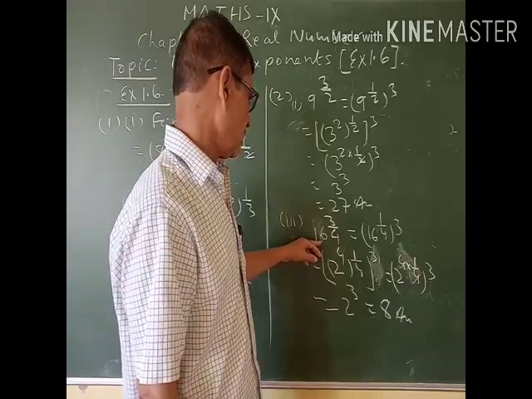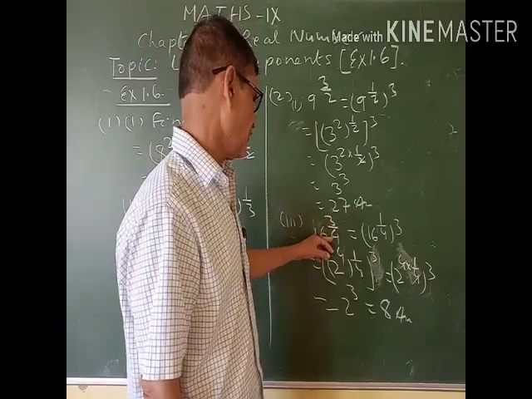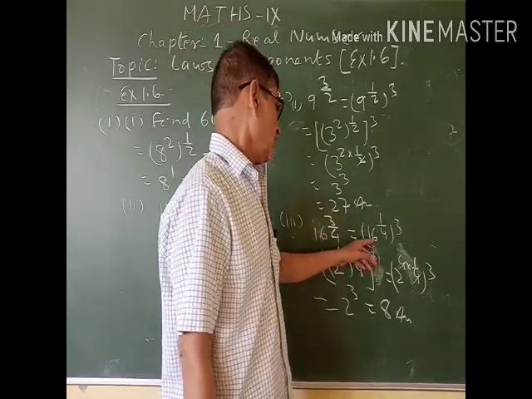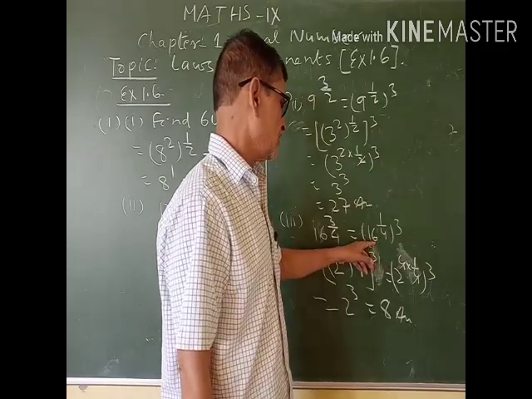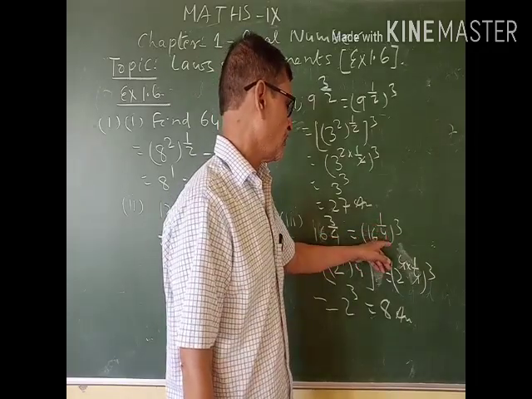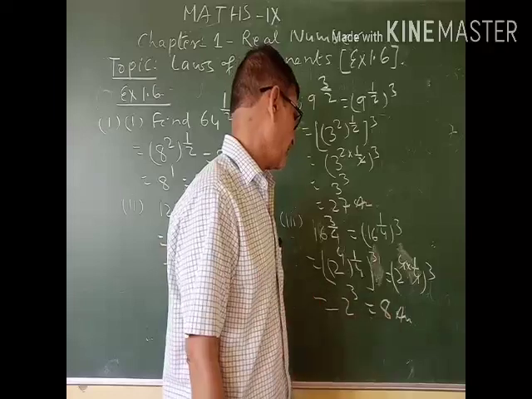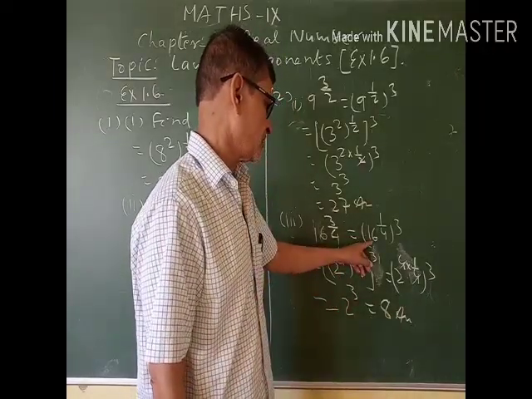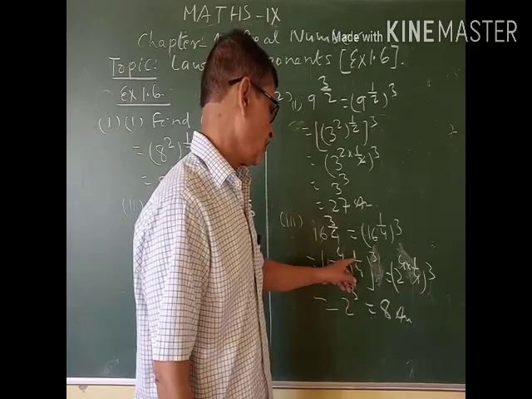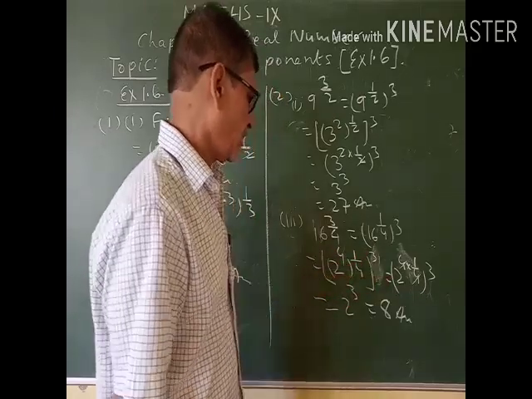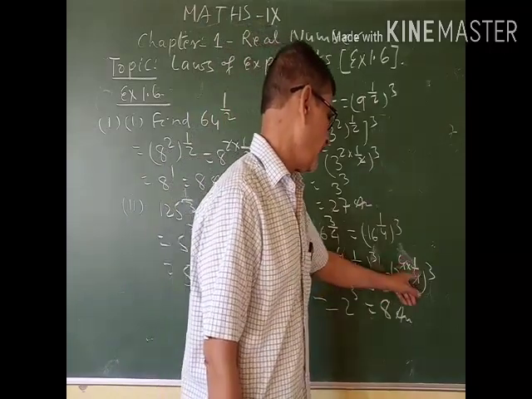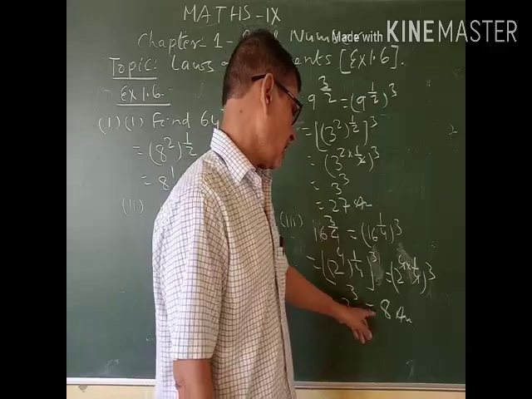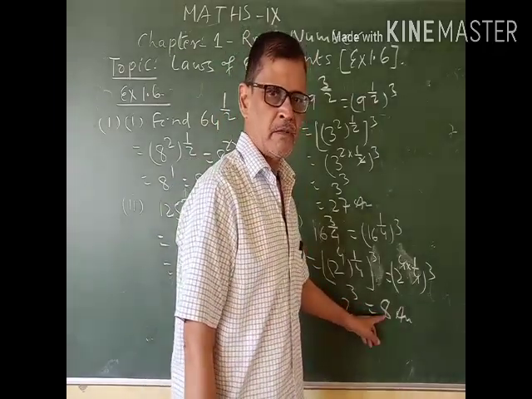Similarly, you can find out 16 to the power 3 by 4. You can write this in this form: 16 to the power 1 by 4 whole to the power cube, and you can write 2 to the power 4 for 16, and this will become like this: 4 is cancelled, whole cube is 2 to the power cube, and this will be equal to 8.